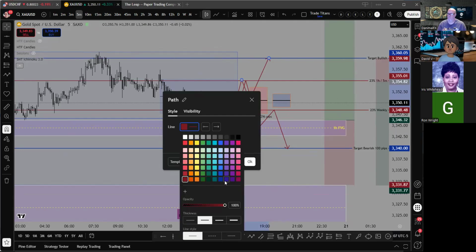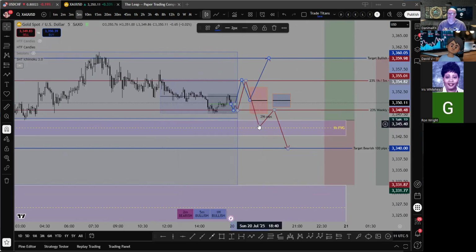So, but we'll see. We got two ways of looking at this. We're either going to go bullish or bearish. Which one, we don't know. But I have a feeling this range is going to play a big hand in whatever the market does.